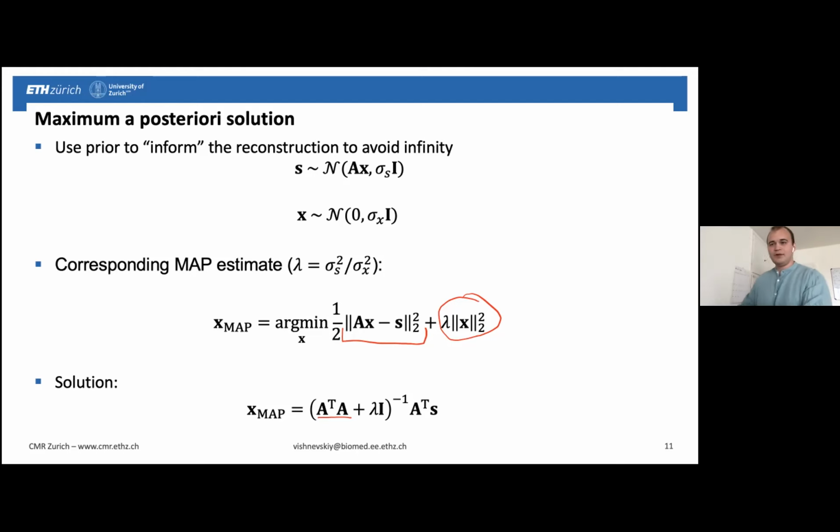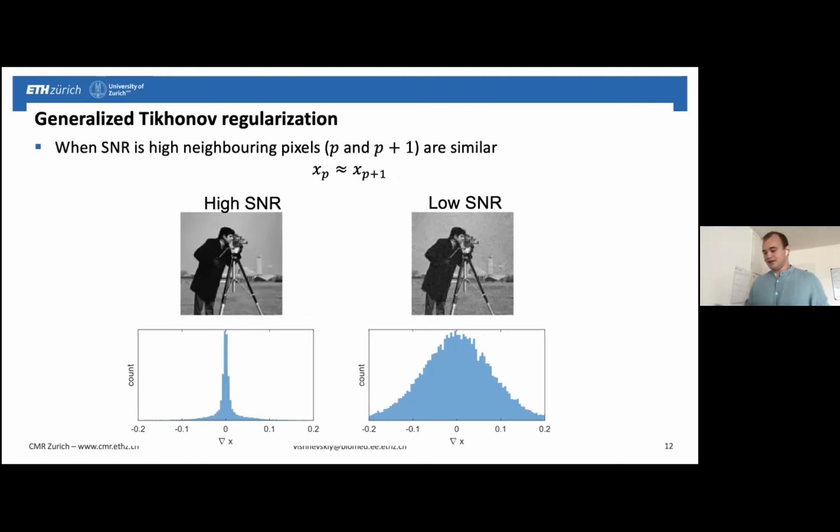Now, in real imaging applications, we rarely penalize just the magnitude of the image. We want to actually employ the spatial coherence of the images. To see that, consider the distribution of the differences of the neighboring pixel intensities. If you take two images, with high signal to noise ratio and low signal to noise ratio, you can see that those distributions are different and they depend on SNR.